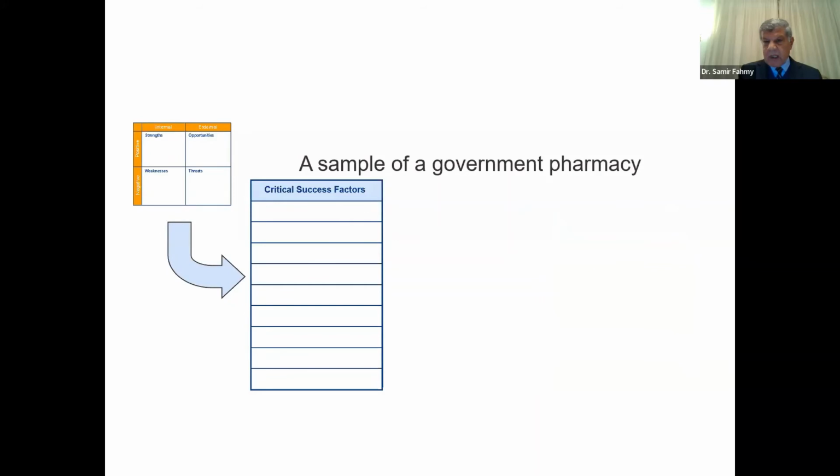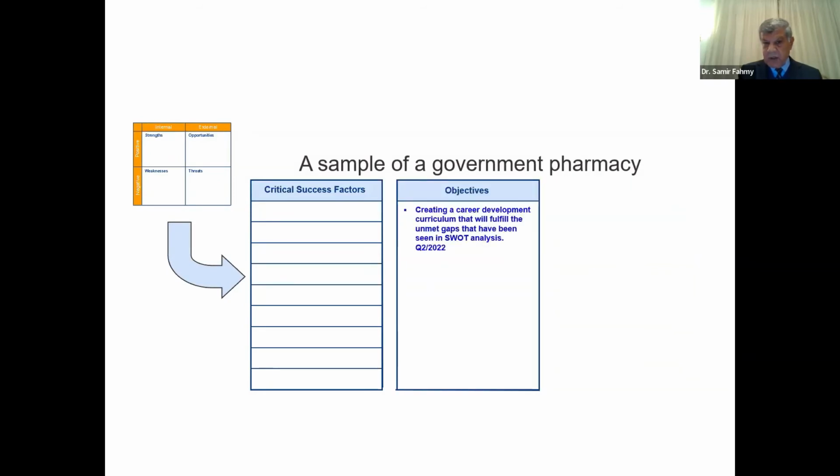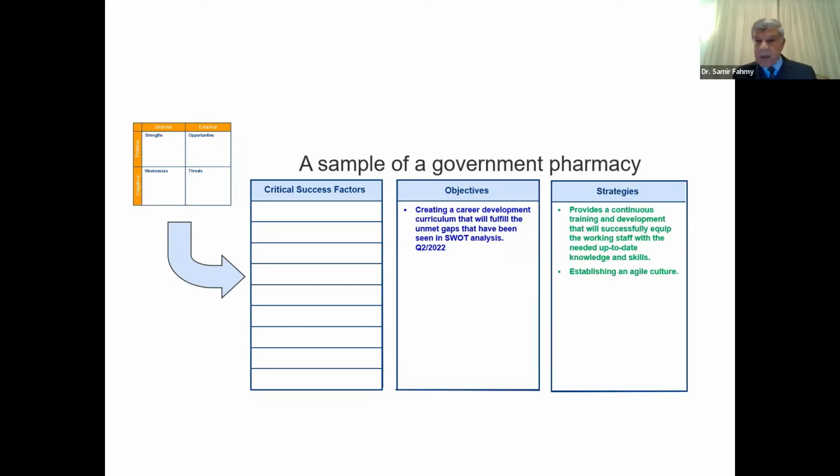One more example for the government pharmacy. You remember, we already have listed the critical success factor. We put the objective that's more or less similar to the previous one, career development curriculum that will fulfill the unmet gaps that have been seen in the SWOT analysis. And then we move here to provide a continuous training and development that will successfully equip the working staff with the needed up-to-date knowledge and skills.